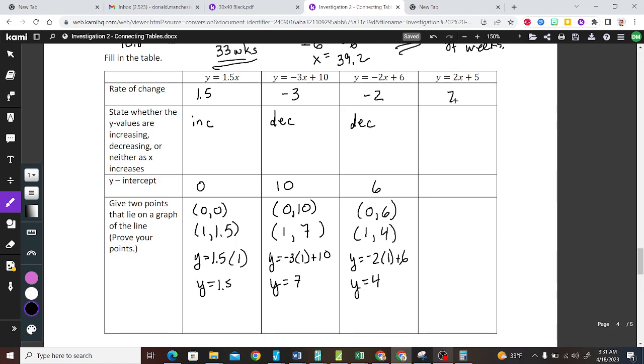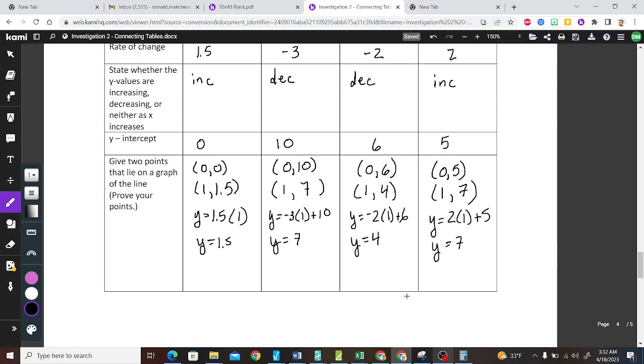Last one, our rate of change is 2. This is an increase. Our y-intercept is 5, so our first point immediately is 0, 5. And then afterwards we put 1, comma, and then y equals 2 times 1 plus 5. 2 times 1 is 2, plus 5 is 7. So that's 1 comma 7. There we have 2 points that lie on the graph of our line. So there you are. There's page 4.